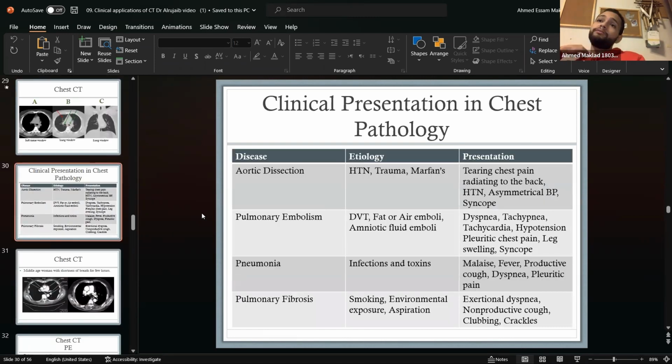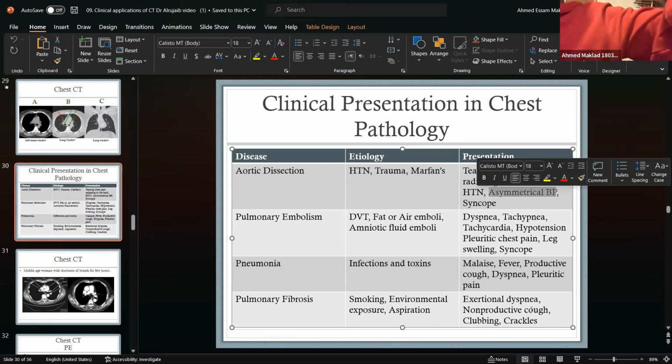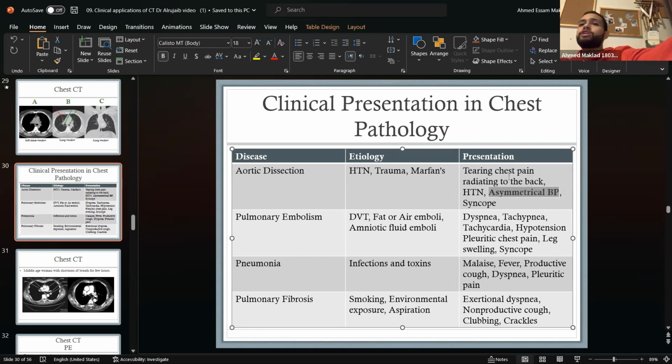Now there's another table I made for different diseases of the chest that you guys can go on and read. You have the aortic dissection, and one of the characteristics of aortic dissection is an asymmetrical blood pressure. Let me bold that for you guys. You can also have a tearing chest pain that radiates to the back. This is also a characteristic of aortic dissection.